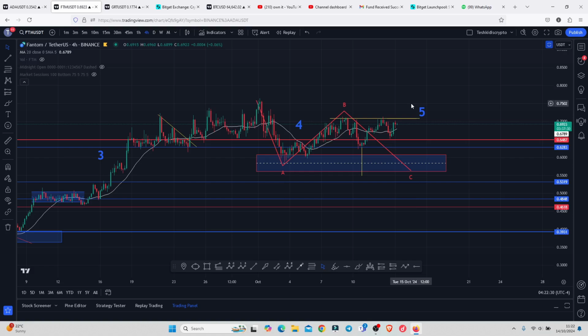So that is all I'm expecting to play out here on the Fantom chart on the short term and also on the long term, and let's be patient and see how that plays out, and I will be keeping you up to date.